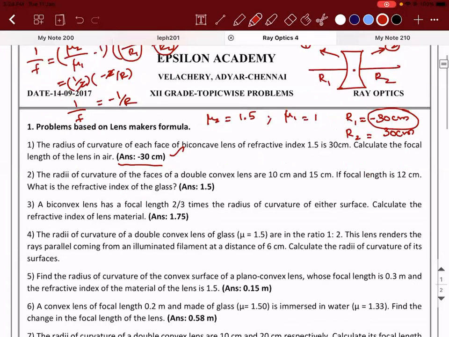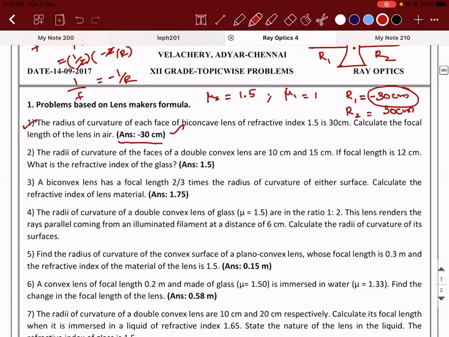Okay. So try the next one. The radius of curvature of the faces of a double convex lens are 10 and 15 centimeter. If the focal length is 12 centimeter, what is the refractive index of the glass? So what is given? Focal length is 12.